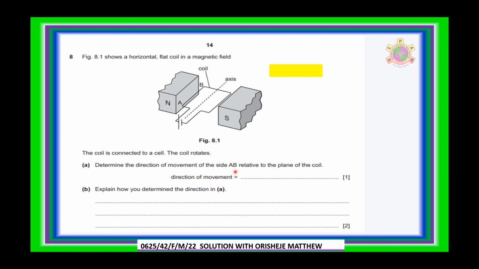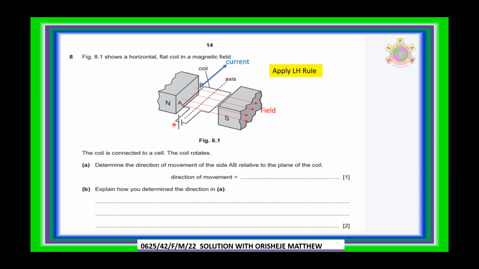First of all, we are going to apply Fleming's left-hand rule. So this is a motor effect. So note that magnetic field moves from North Pole to South Pole. That is the direction of the field. So we know that. Then the next thing, the direction of the current, because this is a positive terminal, so current flows from A to B.